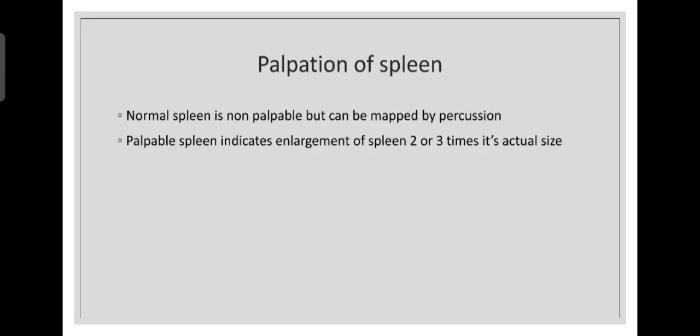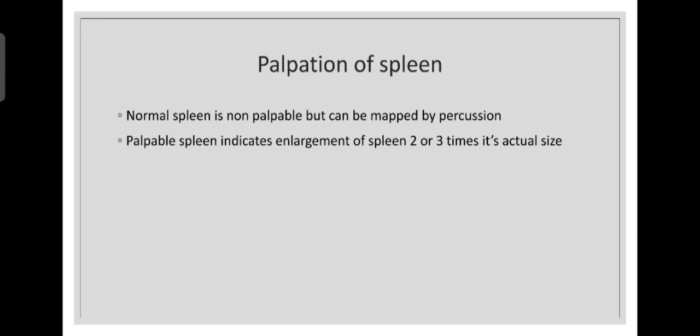First, palpation of spleen. Usually spleen is not palpable. That is, a normal spleen is not palpable. Only when the spleen enlarges we can palpate it, and on palpation we can confirm that the spleen is enlarged 2 to 3 times its original size, so that it becomes palpable. Otherwise it will not be palpable.